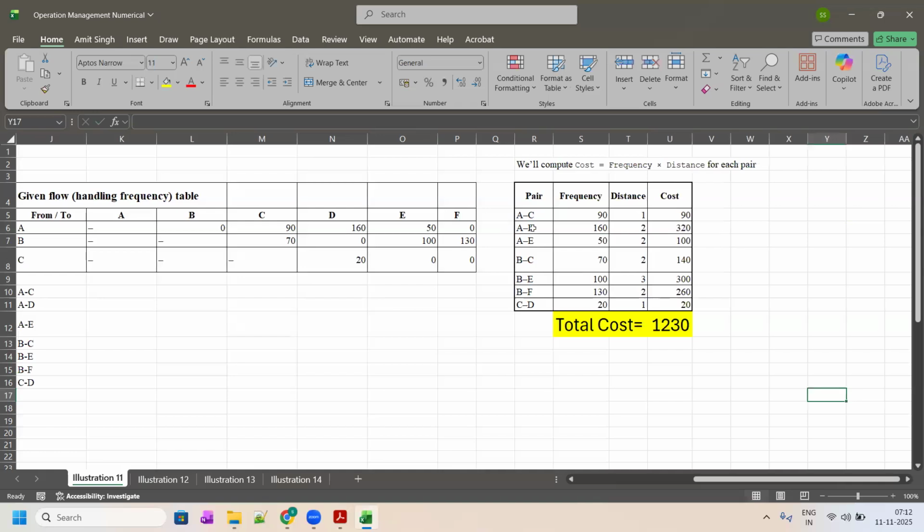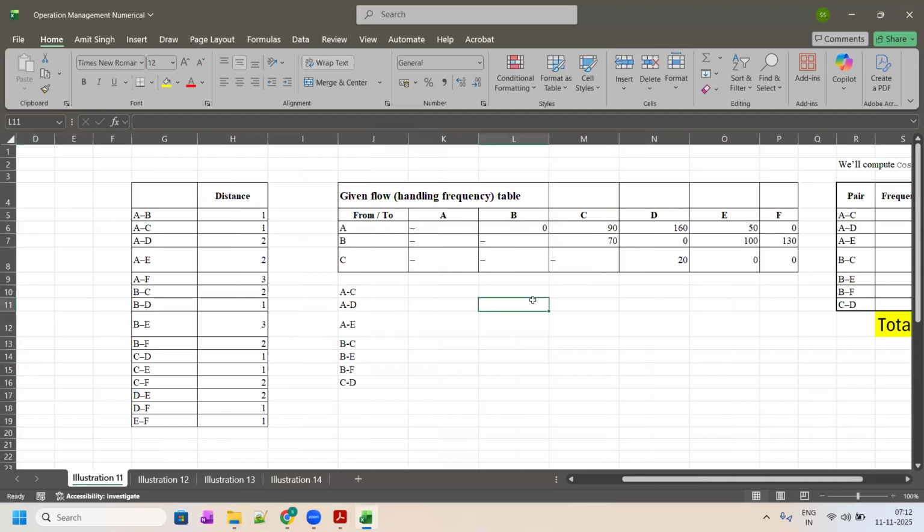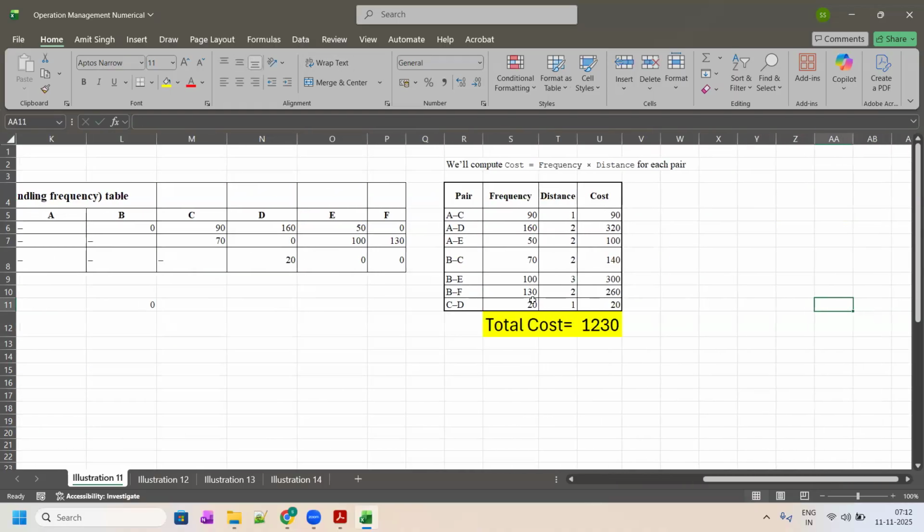We can write down their frequencies, and then we have the distance, which we have already calculated here. This is the frequency given in the problem, and this is the distance which we have calculated. So we'll compute the cost. The cost formula is frequency into distance. For each pair, like A to C, A to D, A to E, we'll calculate the cost. The cost we are getting is 1230 with the existing setup.